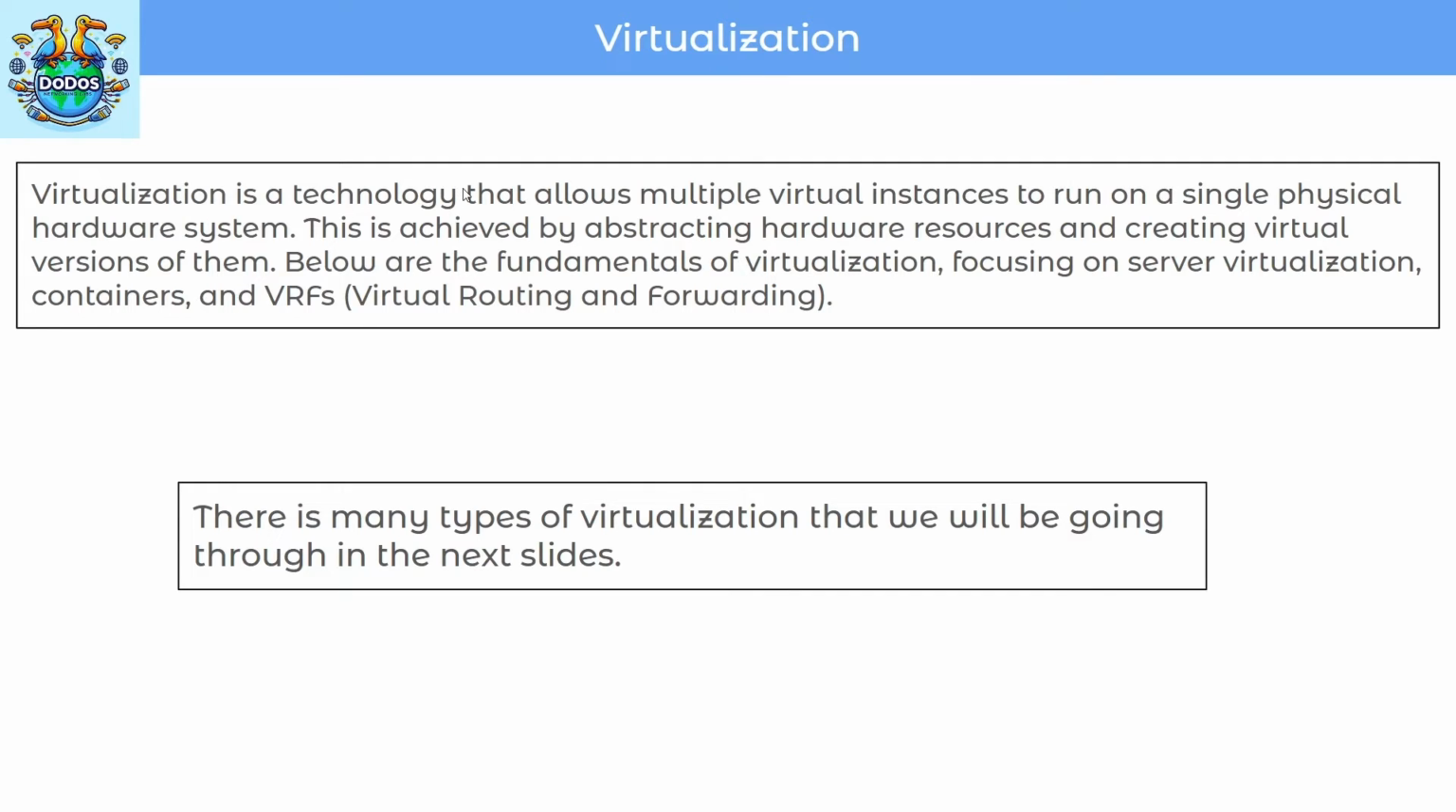Virtualization. Virtualization is a technology that allows multiple virtual instances to run on a single physical hardware system. This is achieved by abstracting hardware resources and creating virtual versions of them. Below are the fundamentals of virtualization, focusing on server virtualization, containers, and VRFs, which is virtual routing and forwarding. There are many types of virtualization that we'll be going through in the next slides.